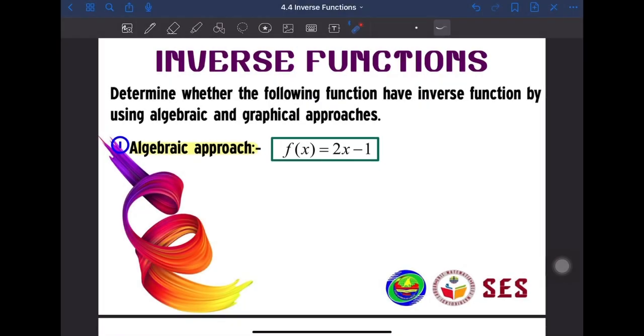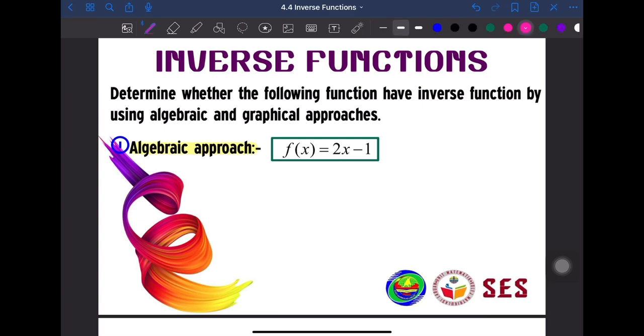Okay? Okay, so the first question, dia suruh prove this function whether dia ada inverse ke tidak. So kita akan pakai dua-dua method. Saya akan tunjuk dua-dua. So awak boleh pilih yang mana yang awak selesa. Okay, so first kita akan try algebraic approach dulu. Kita nak prove this function whether it is a one-to-one ataupun tidak.